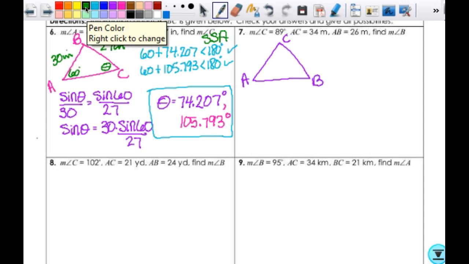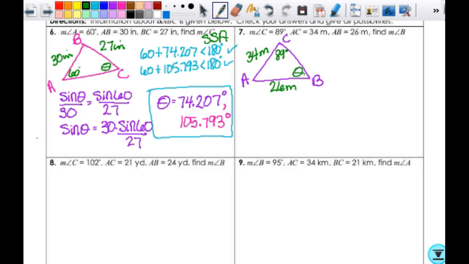And I have that the measure of angle C is 89 degrees. The length of AC is 34 meters. The length of AB is 26 meters. And I want to find the measure of angle B, so that's my theta. Okay, so I have it all labeled.